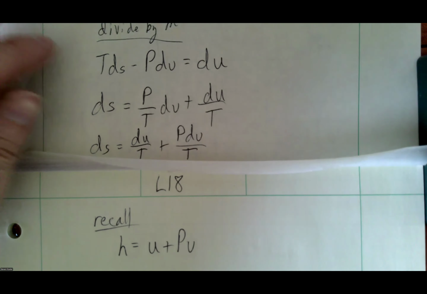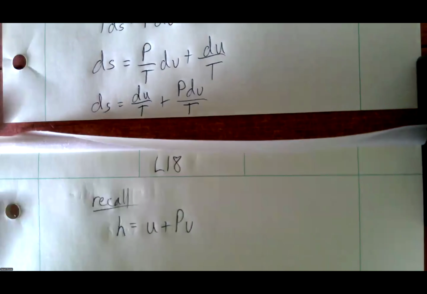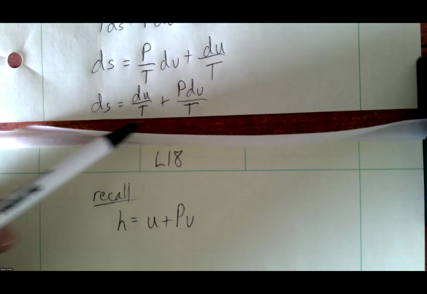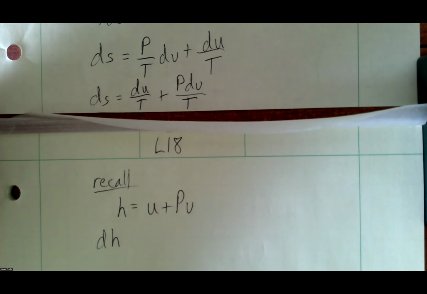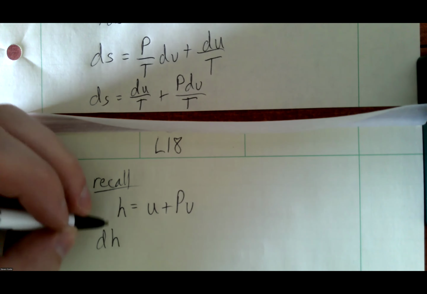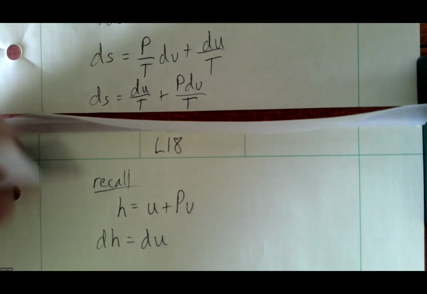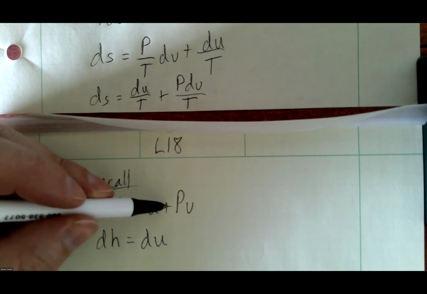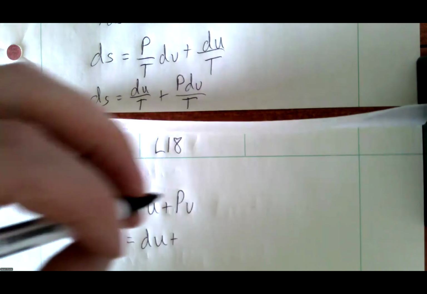Now, what I want to show you here is, notice that these are all differentials. Okay, well, let's look at a differential form of enthalpy. So if I take the derivative of the left-hand side of this equation, that's equal to the derivative of the right-hand side of the equation. Well, derivative of h is just dh, derivative of u is just du, but here I've got two variables, so I have to do a product rule.